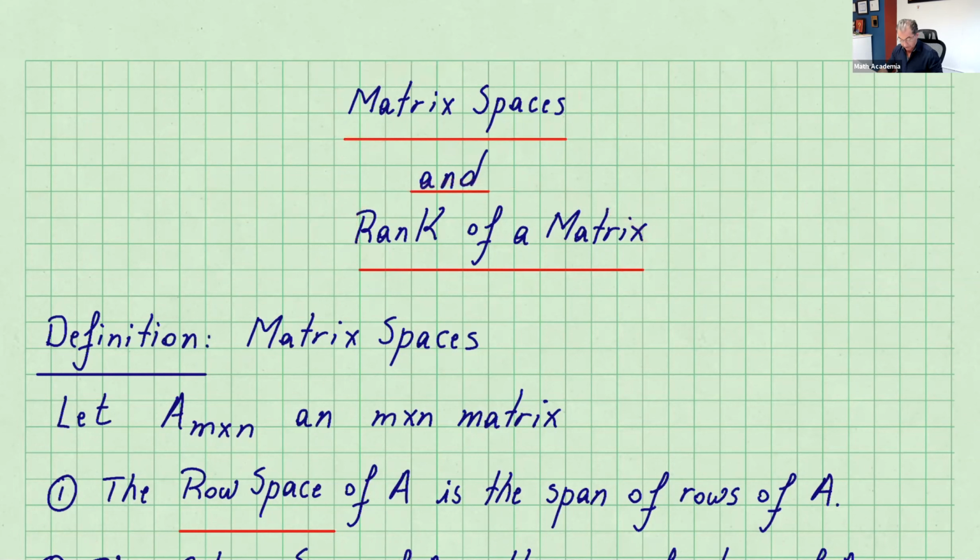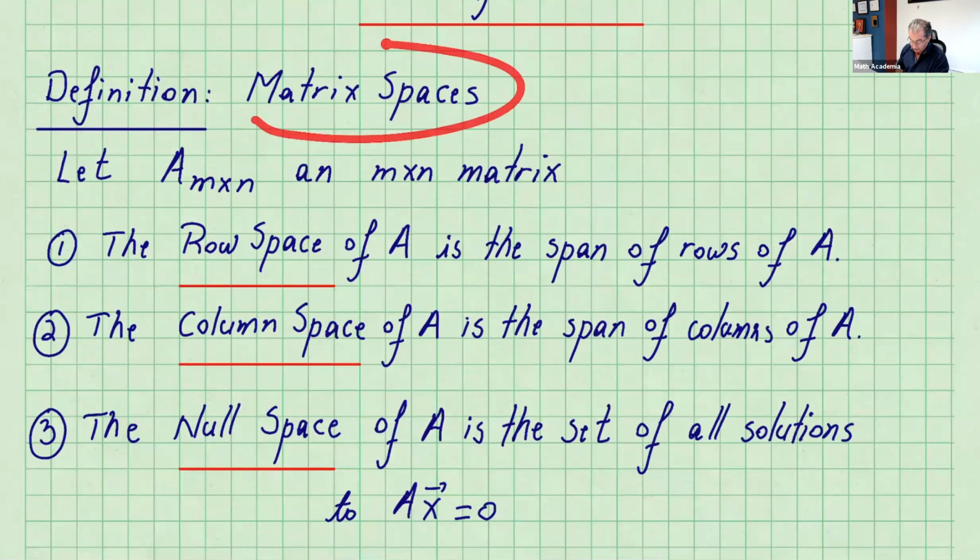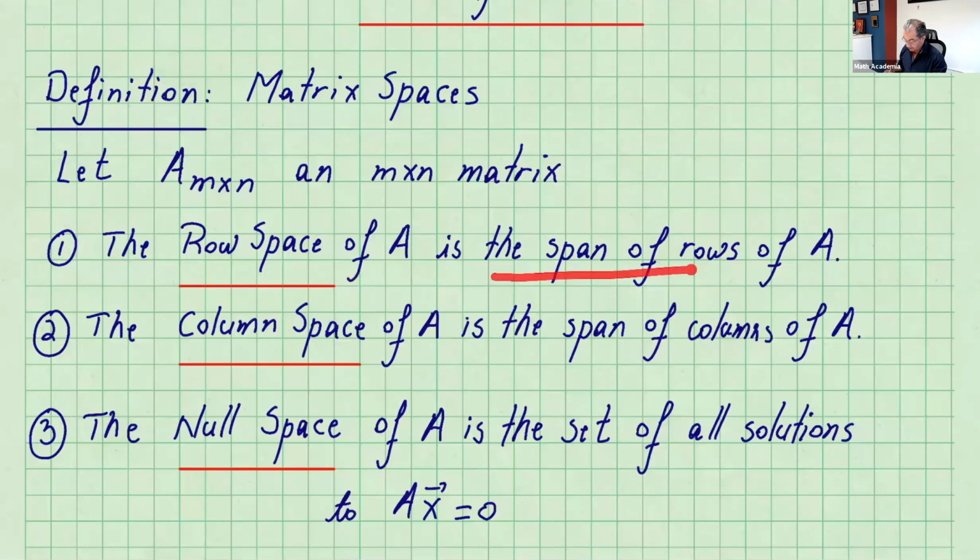So let's start with the definition of matrix spaces. If we have an m by n matrix, let's see what the row space is. The row space of A is the span of the rows of A. The column space of A is the span of the columns of A. And these are just the components of vectors. And the null space of A is the set of all solutions of Ax equals 0. And we know that's the homogeneous system.